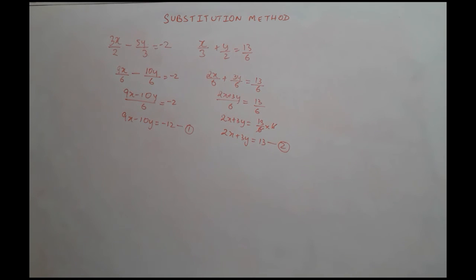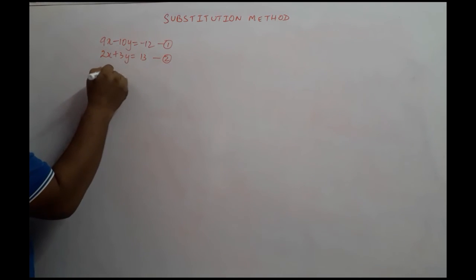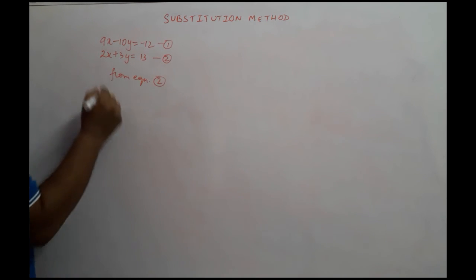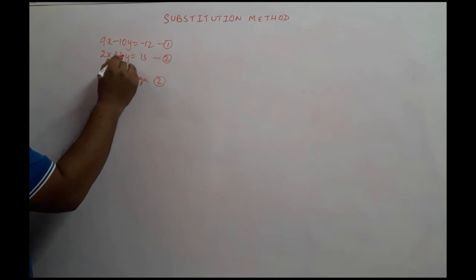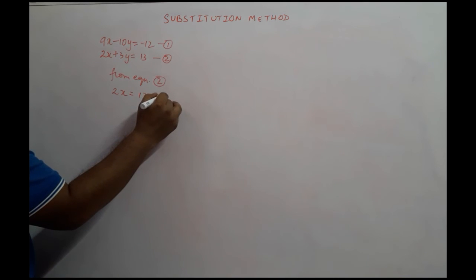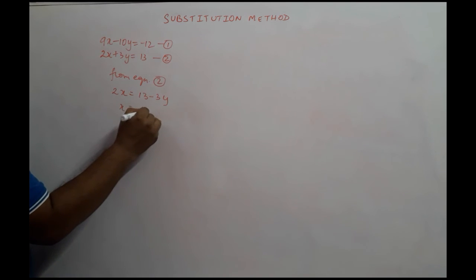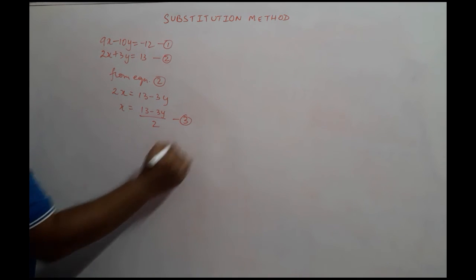So let's begin. So we begin with equation 2. So from equation 2, we have 2x. I'll keep it on the left hand side. I'll take 3y on the other side. It becomes negative, so it becomes 13 minus 3y. Since 2 is multiplied into x, if I take it on the other side, it gets divided, so we get x equal to 13 minus 3y upon 2. Let us mark this as 3.